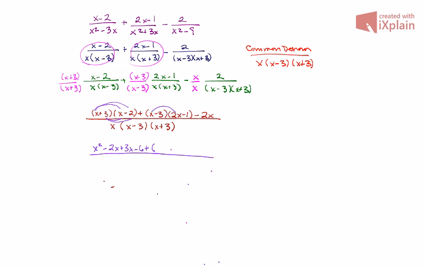So this would be x times 2x, so 2x squared, x times negative 1, or negative x, negative 3 times 2x, so negative 6x, and negative 3 times negative 1, positive 3. And then we have that final term of minus 2x. And then again, our denominator stays the same.